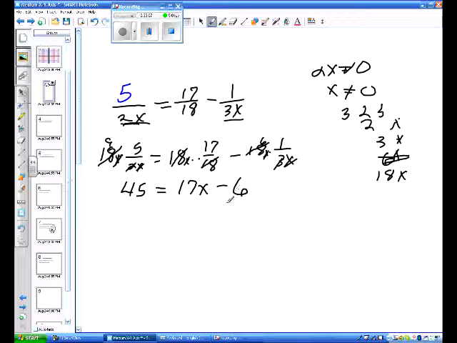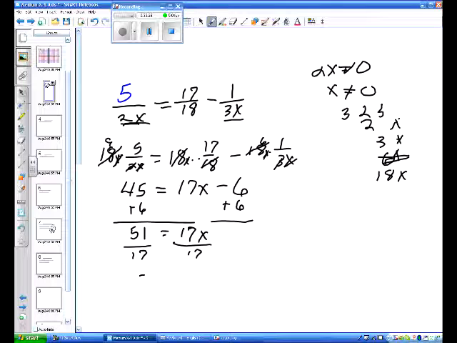Now, we simply want to get our variable term alone, so we're going to add 6 to both sides. We get 51 equals 17x. Dividing both sides by 17, we get x equals 3. Okay, so let's do another one similar to that, since I made so many mistakes on that one, and see if we can do just a little better job.